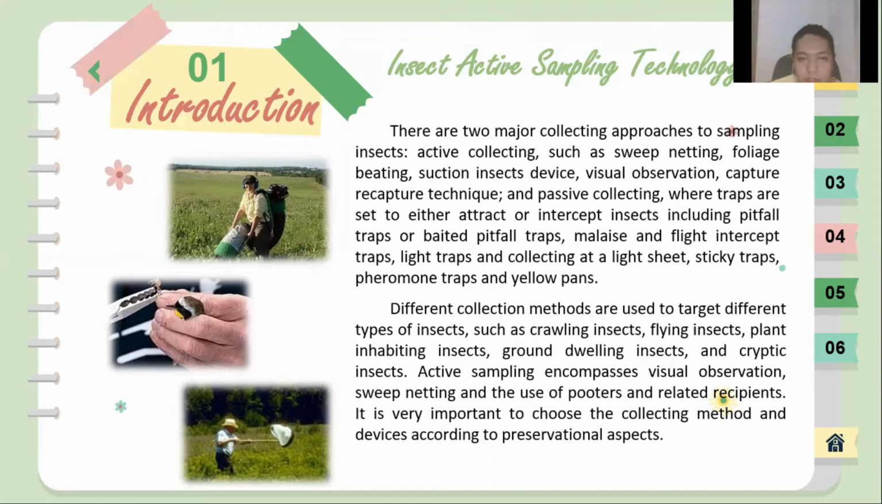Different collection methods are used to target different types of insects, such as crawling insects, flying insects, plant-inhabiting insects, ground-dwelling insects, and cryptic insects. Active sampling encompasses visual observation, sweep netting, and the use of pooters and related receptacles. It is very important to choose the collecting method and device according to preservation aspects.